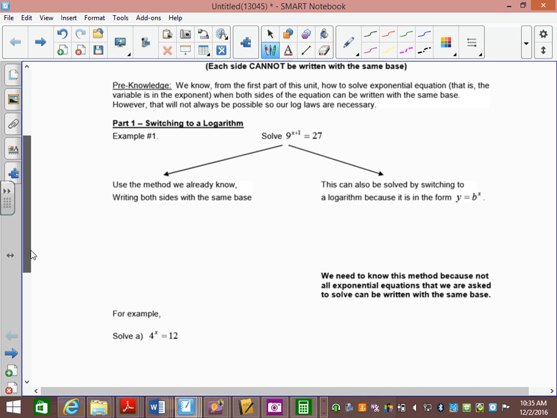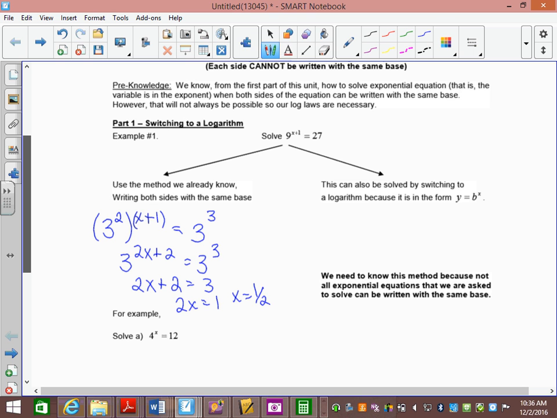I can go 9, it's 3 squared, x plus 1 equals 3 cubed. Make sure to distribute the 2 in, so I get 3 to the 2x plus 2 equals 3 to the 3, and then 2x plus 2 equals 3, 2x equals 1, x equals a half. And I can do that one with common base.